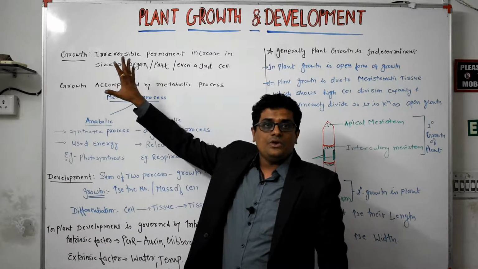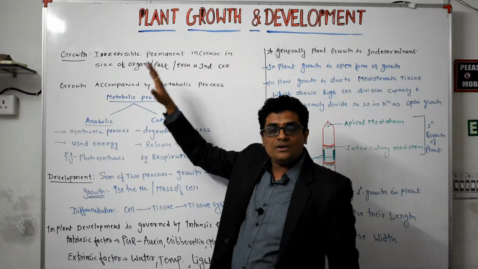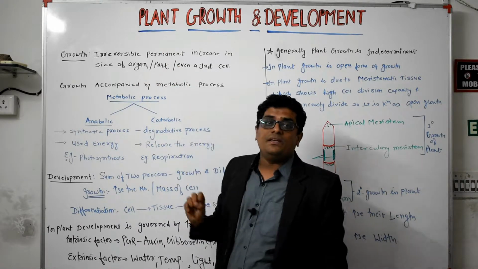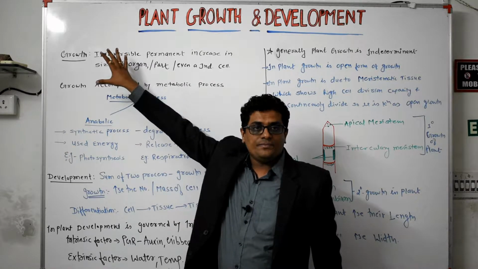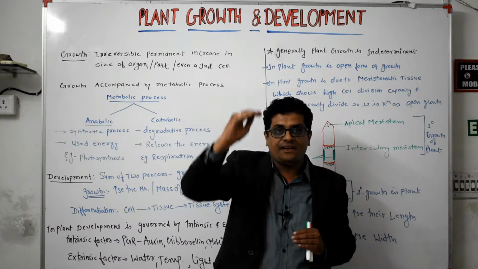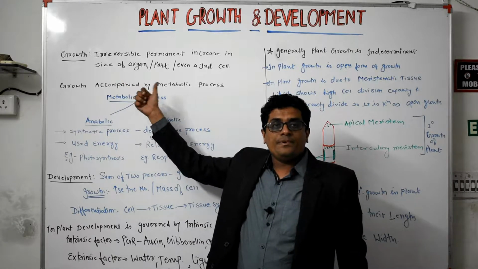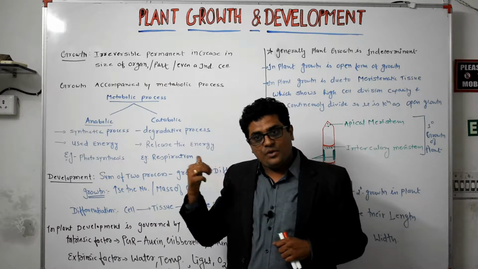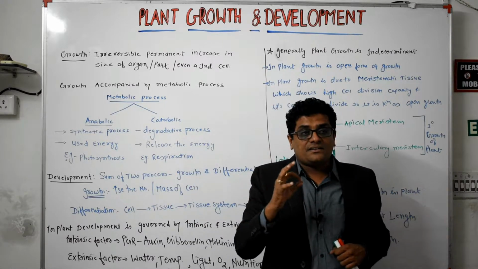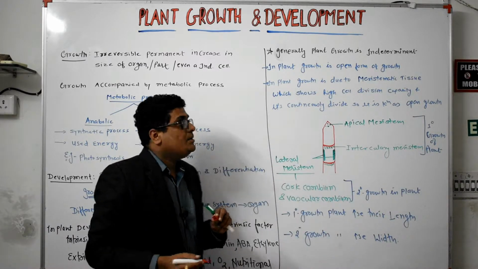Okay, so first growth. What is growth? Growth is the irreversible permanent increase in the size or the number of cells or organ or a particular part of the plant. Growth is always an irreversible process. Once the size of the plant is increased, it never decreases. And we all know that growth is accompanied by metabolic processes that we already discussed in the first chapter. Growth is a characteristic of living organisms and it is accompanied by metabolic processes.